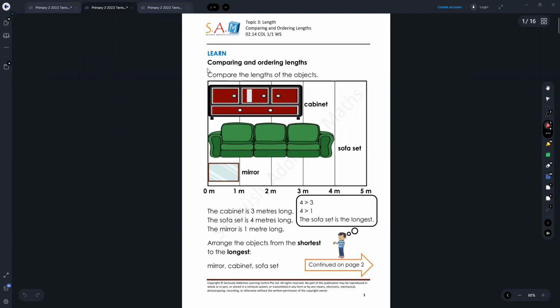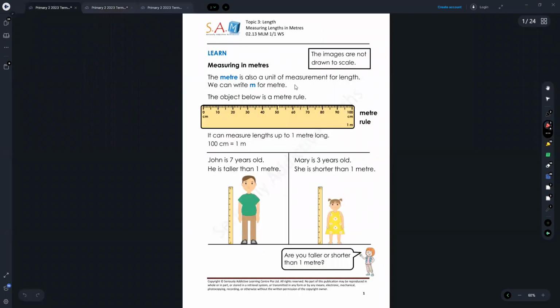So for this week, we are doing line 2 booklets. We start off with the first booklet. Sorry, it should be this one, measuring in meters. For this lesson, you have to teach them the concept of meter, to explain that meter is a unit of measurement for length, and that you can write m for short.